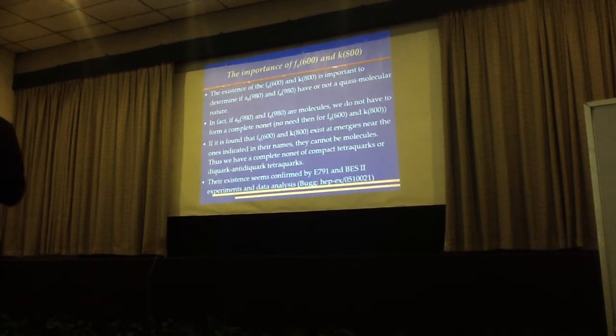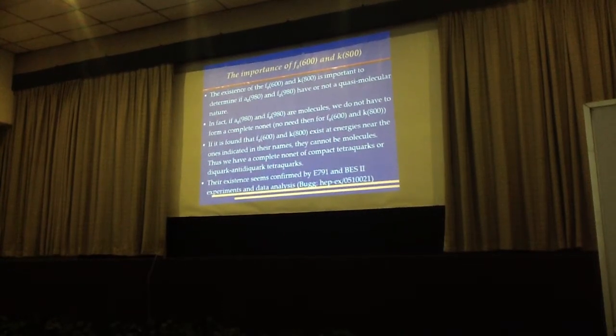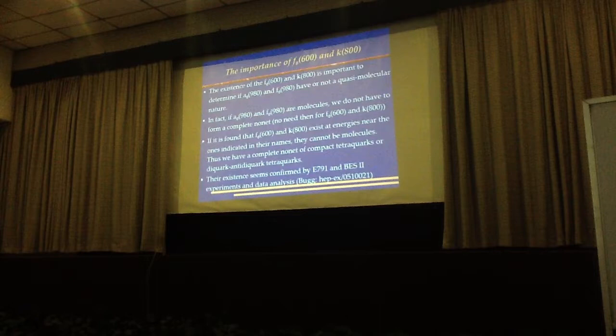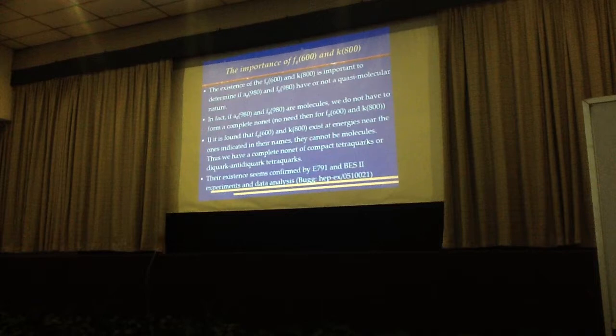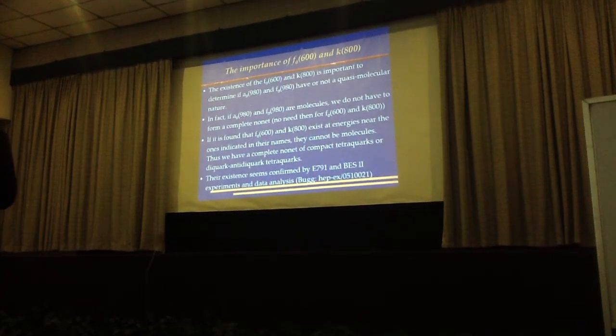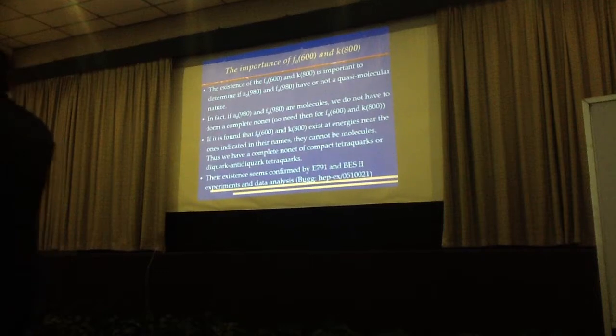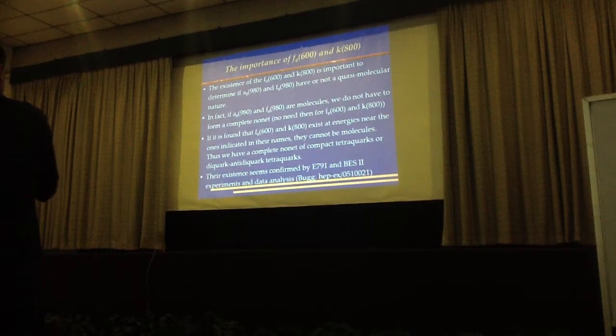So let's see why the existence of F0600 and K800 is so important. It's important to distinguish between two of these models, the compact and diquark-antidiquark model from the molecular model. Because if the H0980 and the H0980 are molecular, they do not need to form a complete nonet for the tetraquark, so there is no need for the existence of the other two mesons.